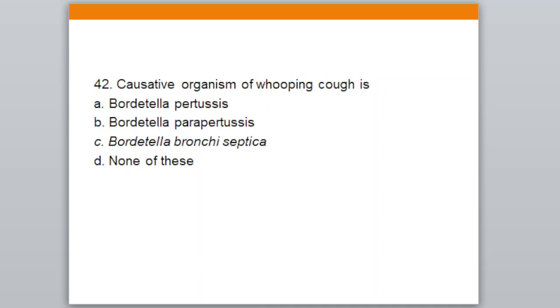Question number 42. Causative organism of whooping cough is A. Bordetella pertussis, B. Bordetella parapertussis, C. Bordetella bronchiseptica, D. None of these. Your correct option is option A, Bordetella pertussis.